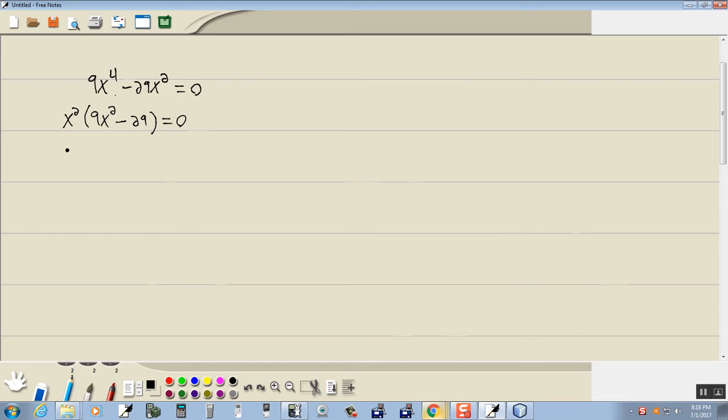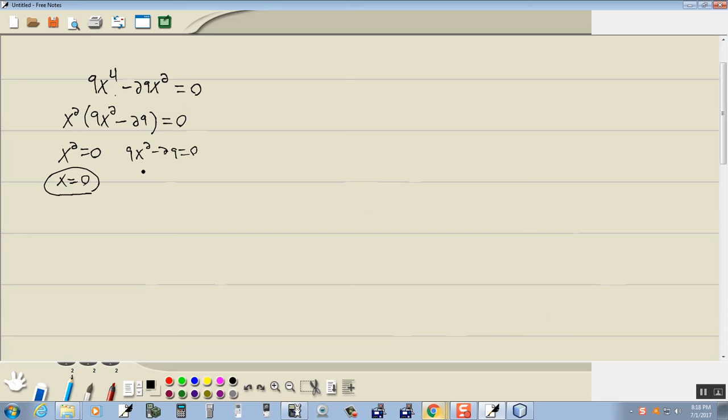Now at this point, we're going to set each factor equal to 0. So I'll set x squared equal to 0, and I'll set 9x squared minus 29 equal to 0. Now that squared we can just drop, and that gives us x equals 0.